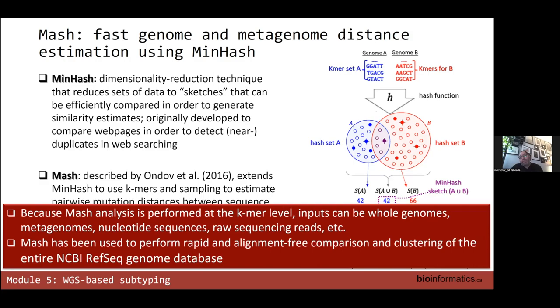And I think the thing that blew me away the first time I saw this was that they had used it to cluster all of the RefSeq genomes from all these different species. The fact that you could perform basically a phylogenetic analysis of a whole bunch of different species that don't share very many genes was kind of wild.